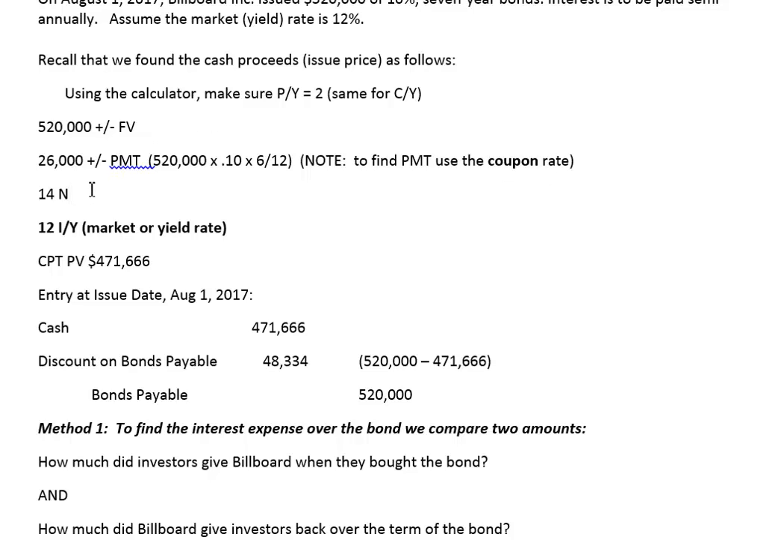Our N is 14. N is the number of interest payments, and we get that by taking the term of the bond, which is 7 years, times 2 payments per year. And that's going to give us 14.